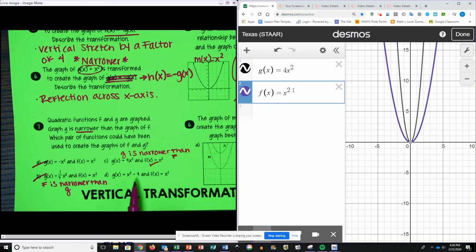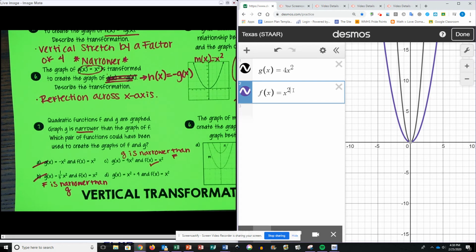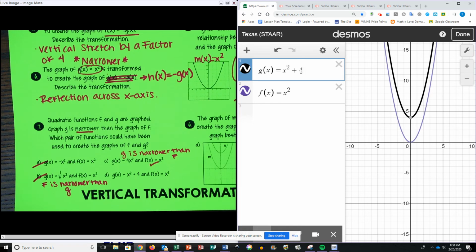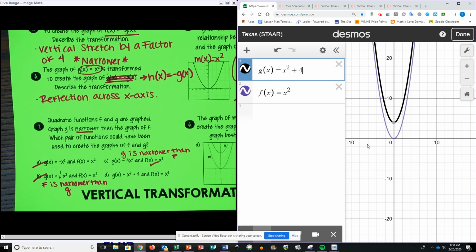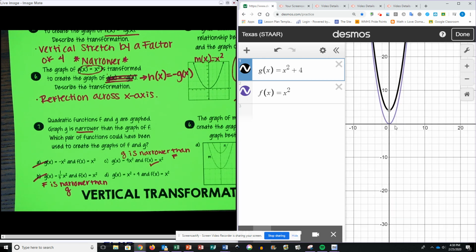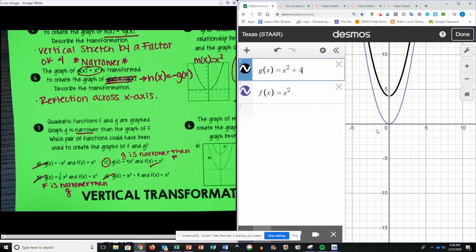g of x equals x squared plus 4, and f of x equals x squared. This plus 4 sounds like the vertical translations that we did over here on the right side, so that should move it either up or down. x squared plus 4 shifts it up, which does not make it any narrower. If I zoom out, I can see that they are actually the same width. It's just the same parabola, just moved up. So that can't be my answer. My answer is C.